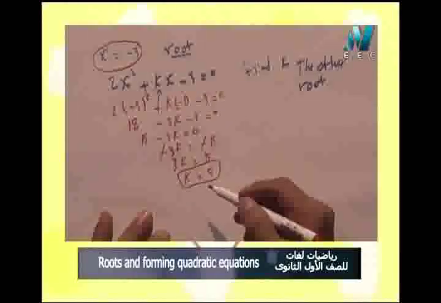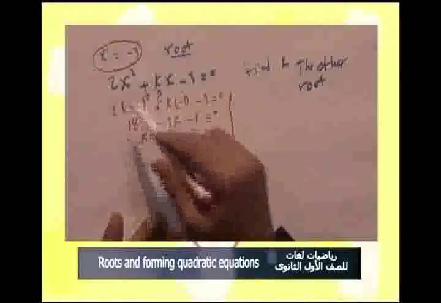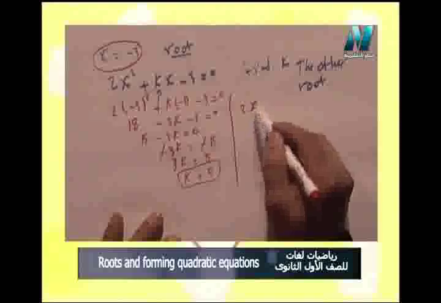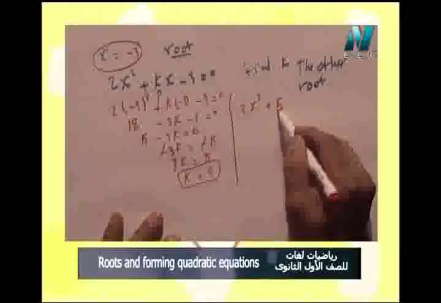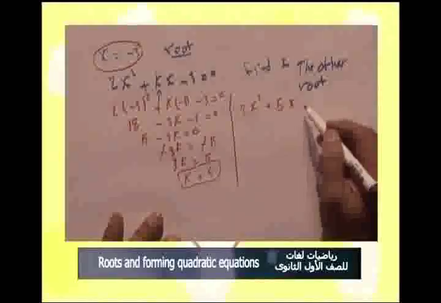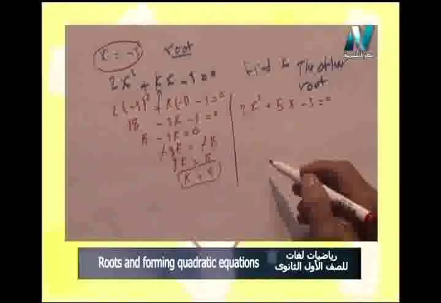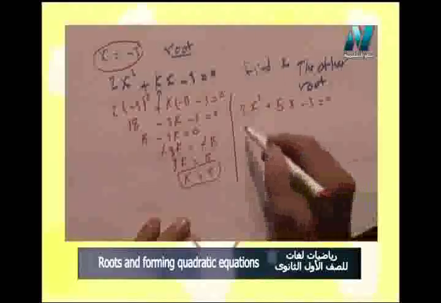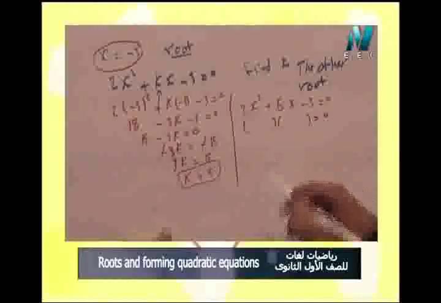So k equals 5. By substituting k, we have the equation again: 2x power 2 plus 5x minus 3 equals 0, and we will try to factorize this equation into two brackets like this.